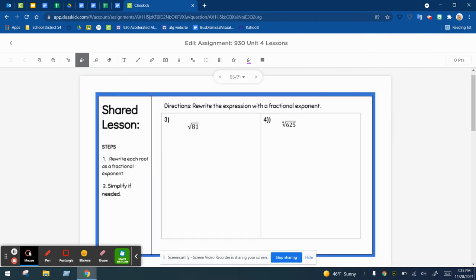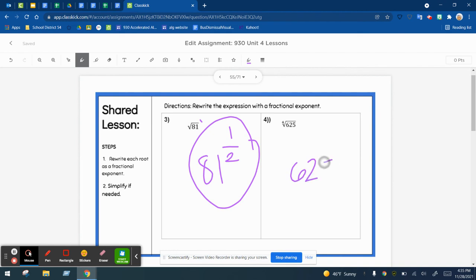All right, we're going to rewrite the expression with a fractional exponent. So I know that the number is 81. The numerator of the fraction must be 1, since it doesn't have a power other than 1. And since it's just a square root, that means it's going to be 1/2. 625 is going to be our base. The numerator is 1 again, because I don't see a power out there. And the denominator is going to be the 4, because that is the degree of the root symbol.